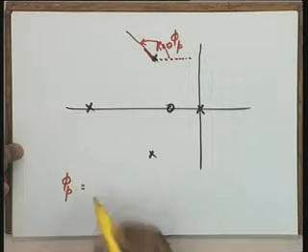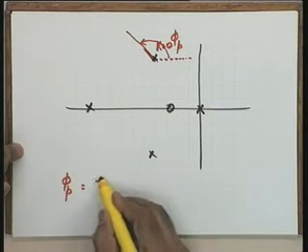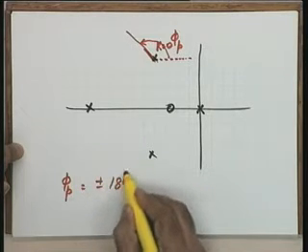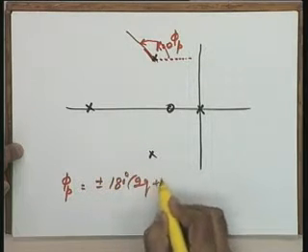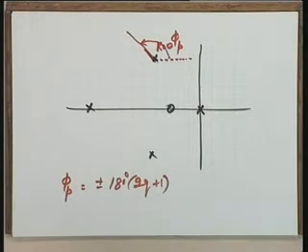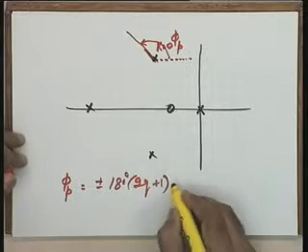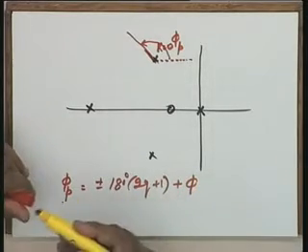I am repeating this formula for your benefit. Phi p is equal to plus minus 180 degrees into 2q plus 1. You can take q is equal to 0 also, because q is equal to 1 means a shift by 360 degrees, which does not make any difference as far as the angle is concerned. I am simply writing the general formula. Otherwise q is equal to 0 will suffice. Plus phi. What is phi?